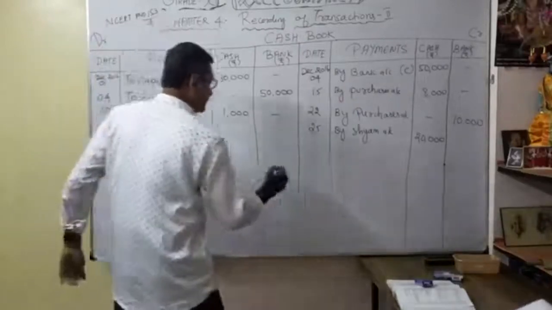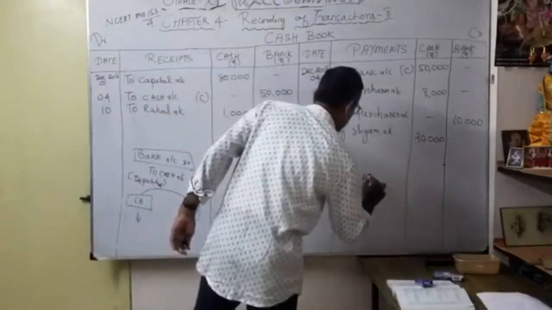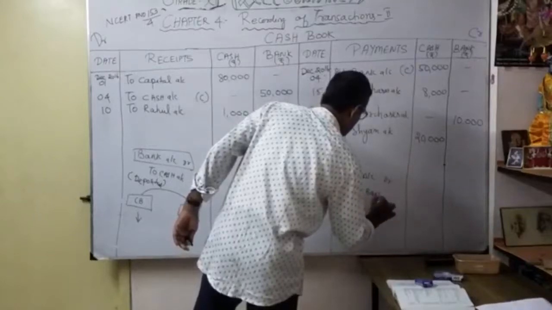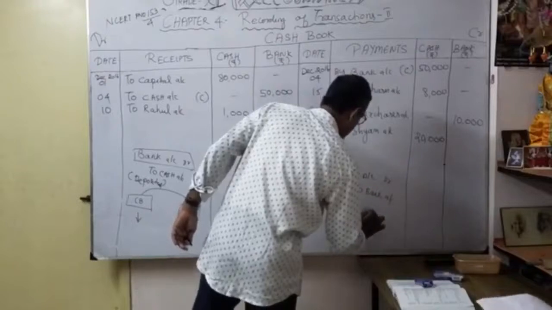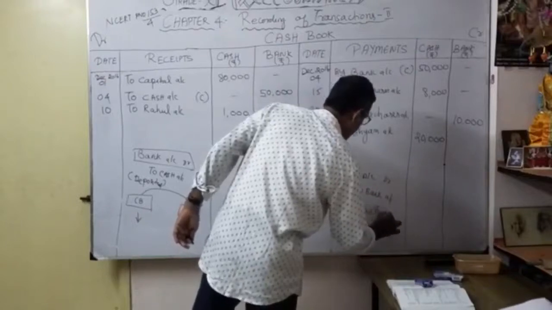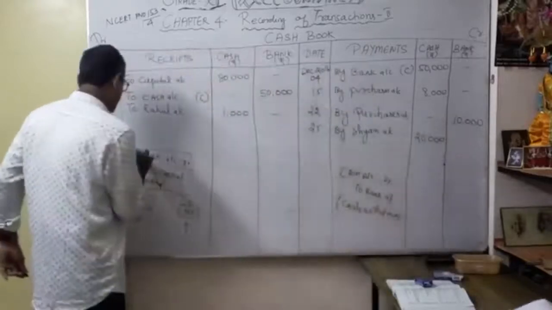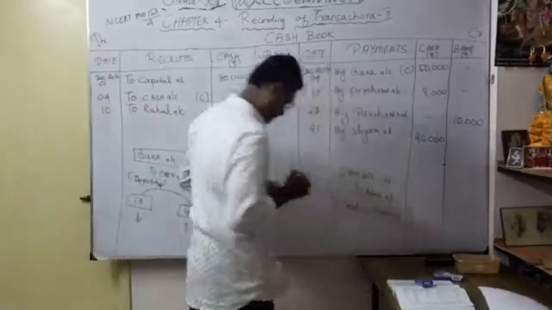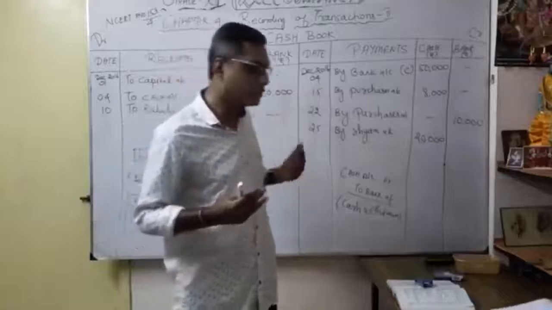So what is the entry? Here I write, you got cash. So cash account debit to bank account. Understood? This is for cash withdrawn from the bank. See here, a debit in bank means you have deposited. A credit in bank means you have withdrawn. Understood? So it is a contra entry. You should be very careful how you post it.